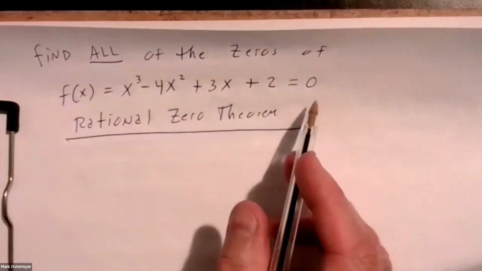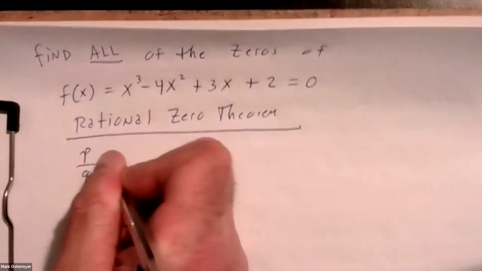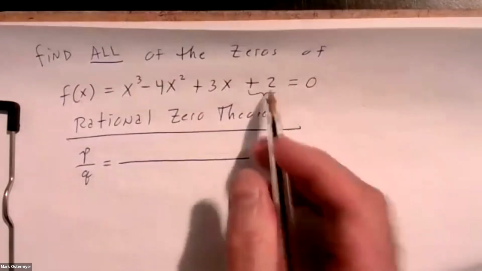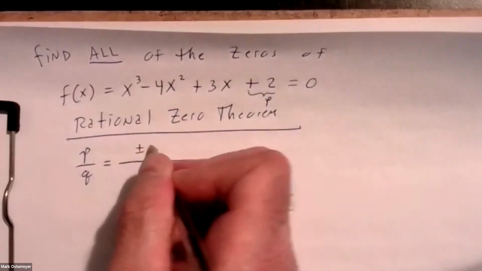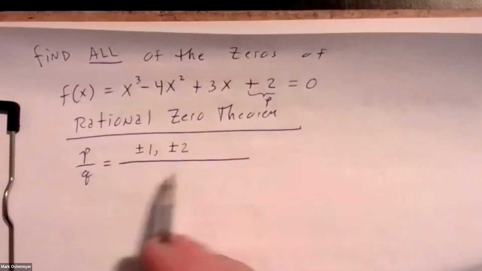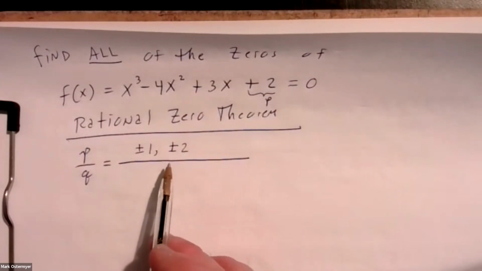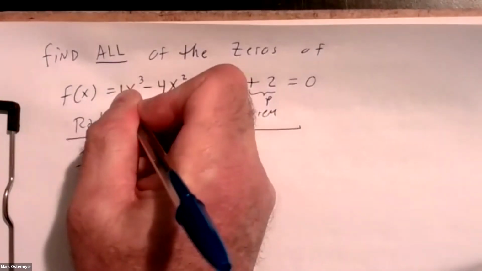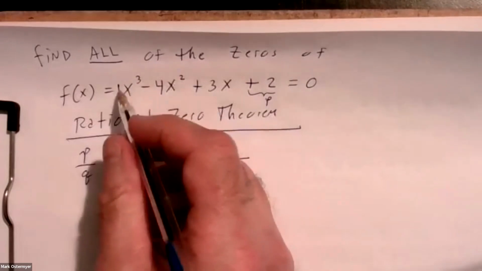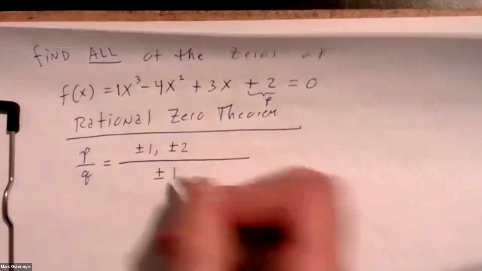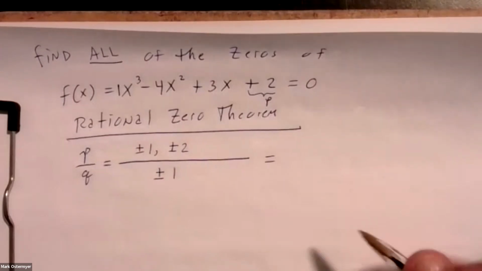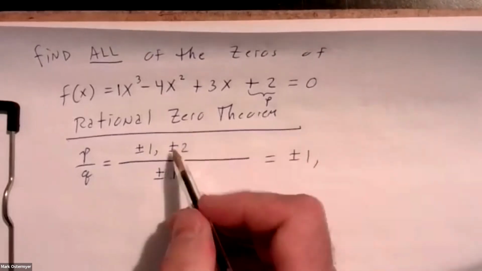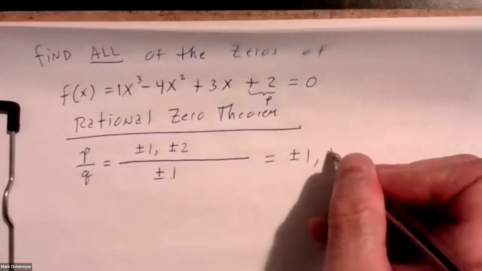So if this has a rational zero, it must be of the form p over q, where p must be a factor of what? My constant term. What are factors of 2? Positive negative 1 times positive negative 2. The list is short. That's good. That means we don't have as many to try out. And then q is the factors of the leading coefficient, which is 1. So factors of 1 would be positive 1 or negative 1. So the list of potential rational zeros is positive negative 1 divided by positive negative 1, which is positive negative 1, or positive negative 2 divided by positive negative 1, which is positive negative 2.